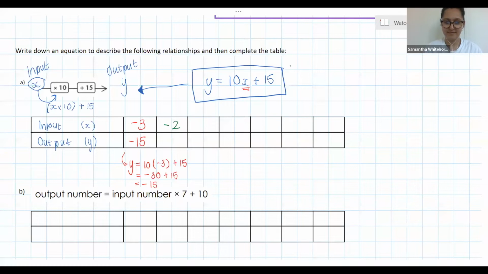I think it will be -23. Okay, where did you get that? Let's just double check your substitution. So this would be y is equal to 10 times -2 plus 15. Do you agree? Yes. Okay, so -2 times 10 is -20. And what's -20 plus 15? It's -35. -5, because remember, I'm going from -20 and I'm adding 15. So my negative is actually getting smaller because I'm adding onto it.